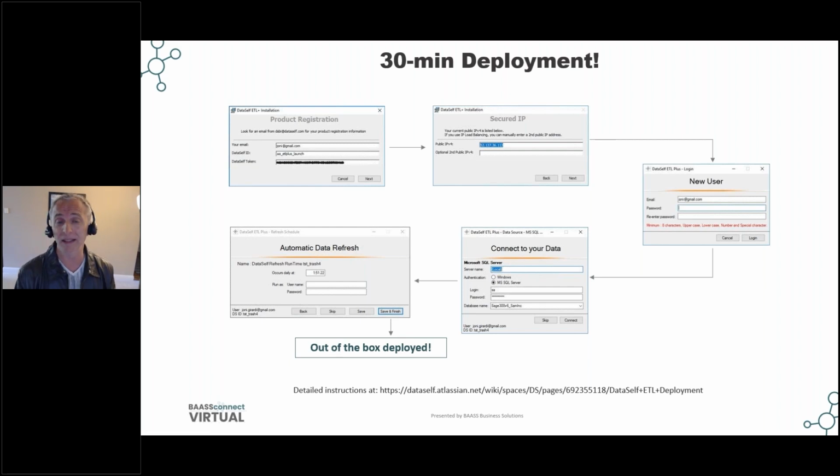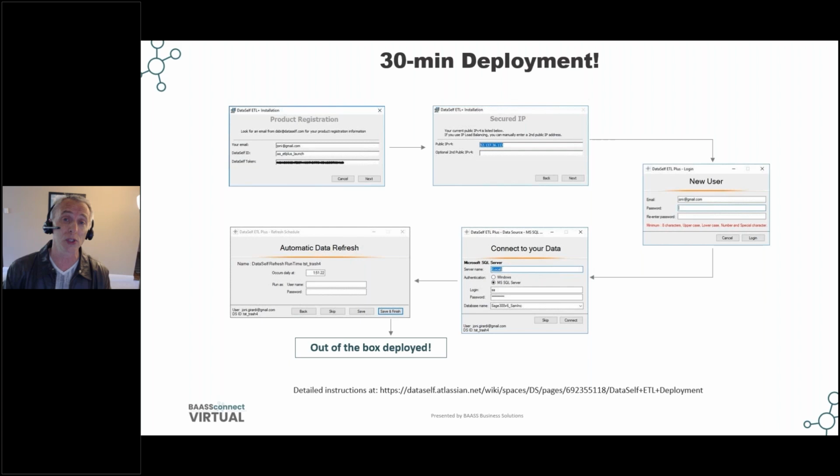So the deployment literally, if you read things, it takes 30 minutes, but the process is about 5-10 minutes to go through these different steps. Very straightforward to deploy the DataSelf out-of-the-box solution. Now, once you deploy it and you get the system up and running, which might take a few hours to upload all of your data to the cloud, how can someone customize the solution?